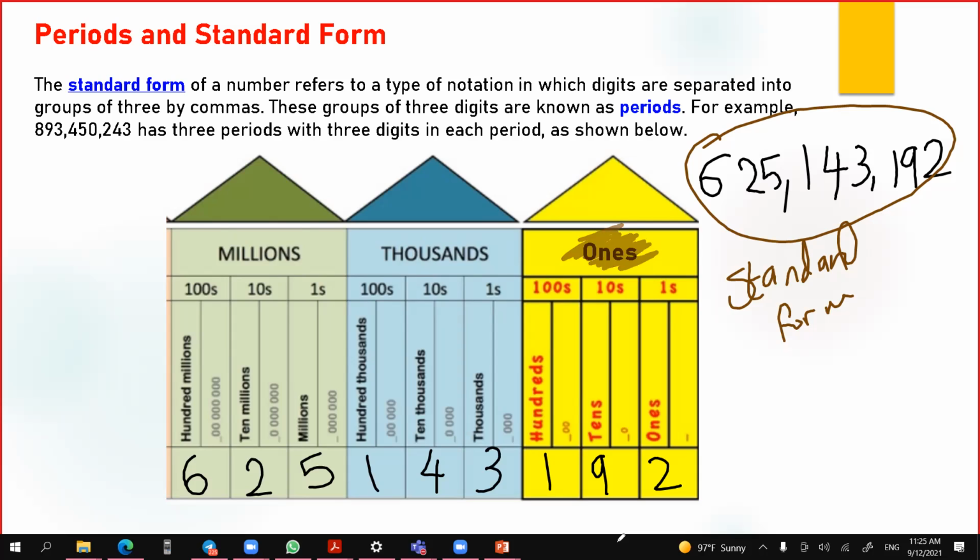So 625 millions. You should tell me about where did they live? In which home? 143,000 and 192 ones. Or without one, sorry. That's it. This is how to read the number.